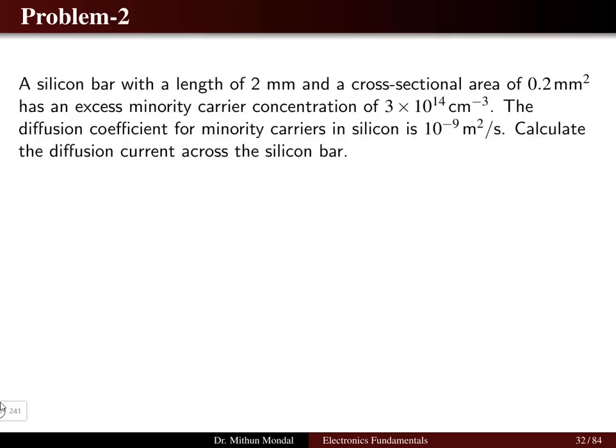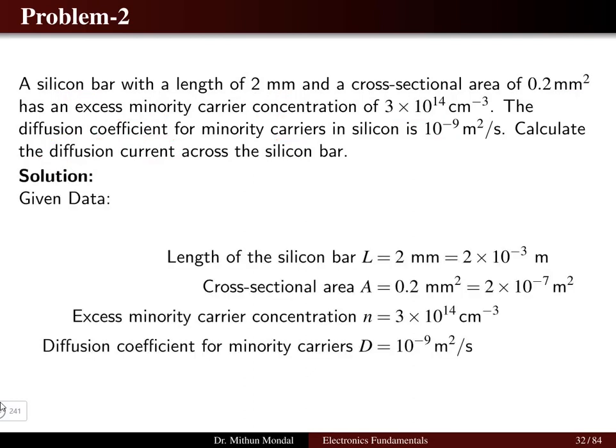Next problem. Here we have a silicon bar with a length of 2 mm and cross-sectional area 0.2 mm square. The excess minority carrier concentration is 3 into 10 to the power 14 centimeter minus 3. The diffusion coefficient for the minority carriers in silicon is given. Calculate the diffusion current. So in the previous problem, we calculated the drift current. Now we calculate the diffusion current.